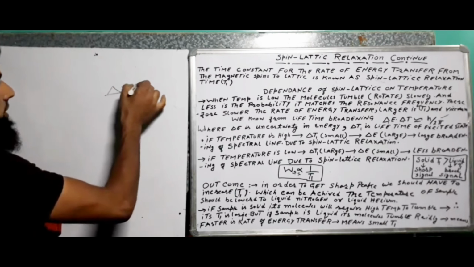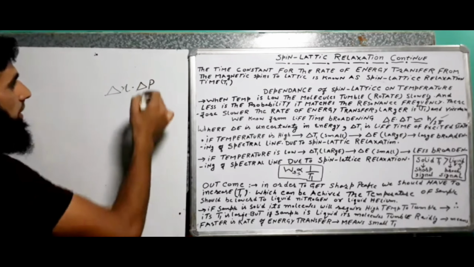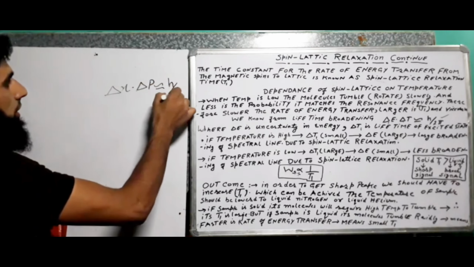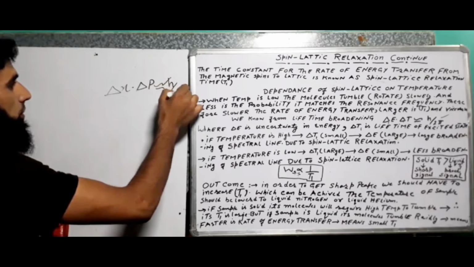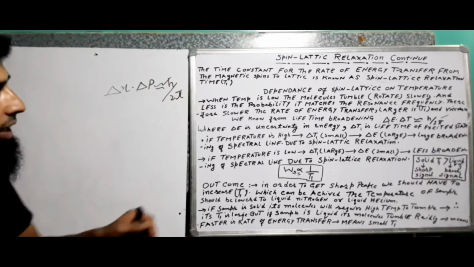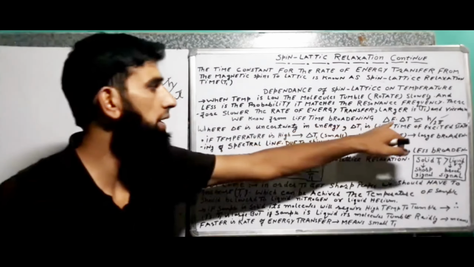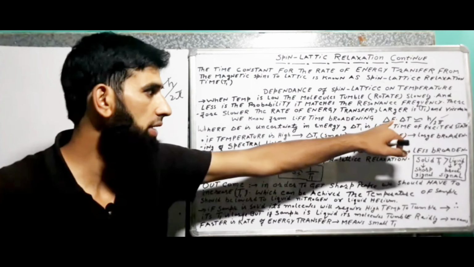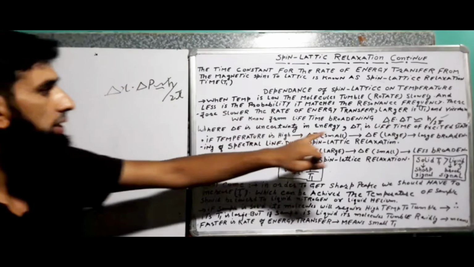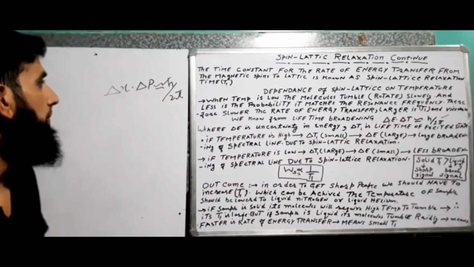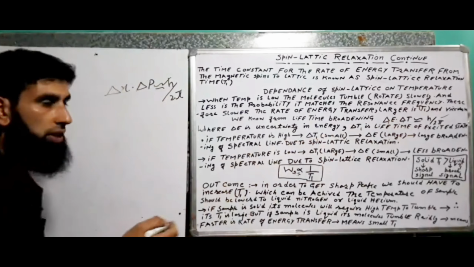Delta X into delta P is nearly equal to h divided by 2 pi. I have derived this relation from this relation. If you don't know about this relation, you can consult any book or watch my video where I have derived this equation from this equation. Now we are interested in this equation. We will discuss this one.